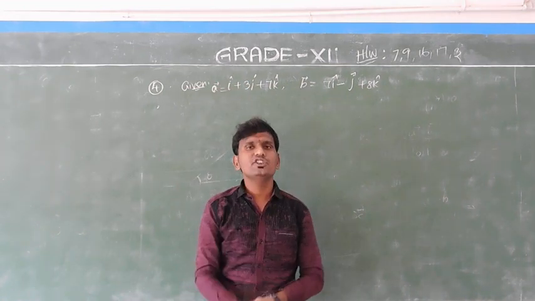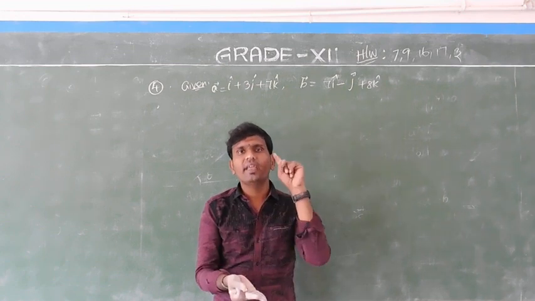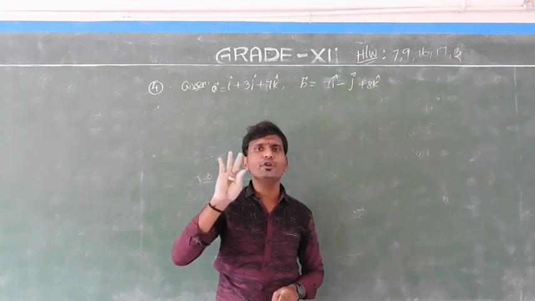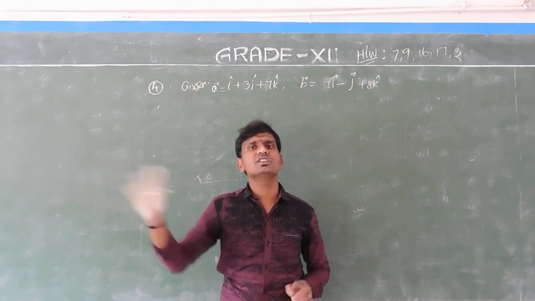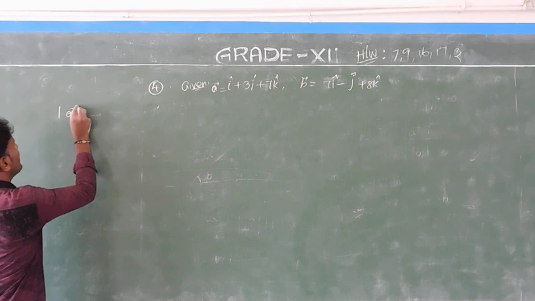So first we should find what? The modulus of a vector, the modulus of b vector, then a dot b. So these three things we are going to find first of all. Then only we use the formula. Okay, so first I am taking the modulus of a vector.